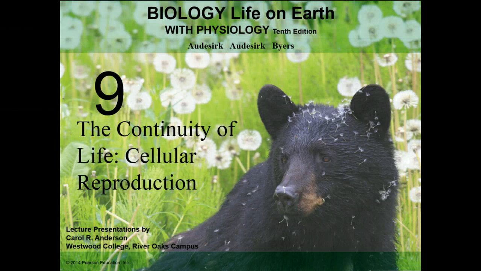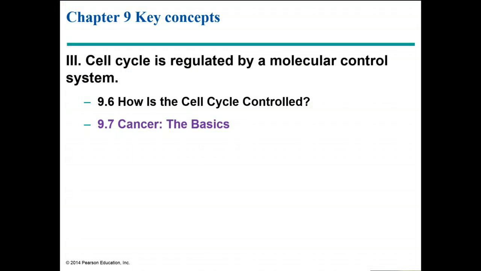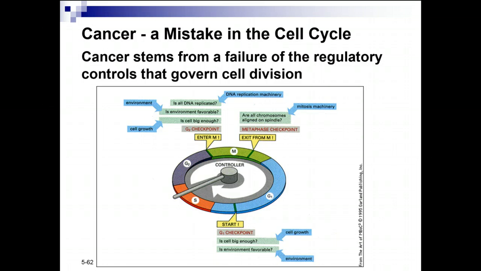Now let's talk about cancer. As mentioned previously, if the cell cycle does not occur the way that it's supposed to, cells can divide uncontrollably. Uncontrolled cell division is cancer. So let's take a closer look at cancer. Cancer is a mistake in the cell cycle.